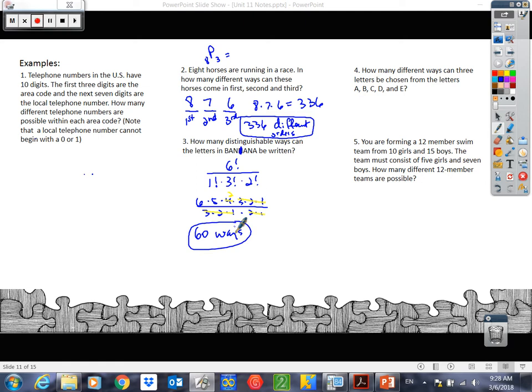Could you use a calculator? Sure. I mean, you'll have a calculator for this. It's fine. But I do need you to know how to simplify factorials. That's actually for a later day. Are we okay with that?